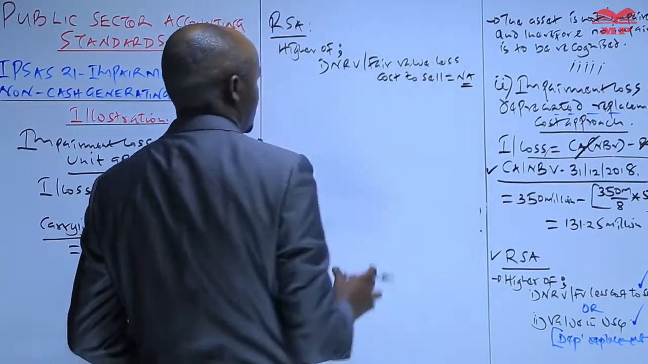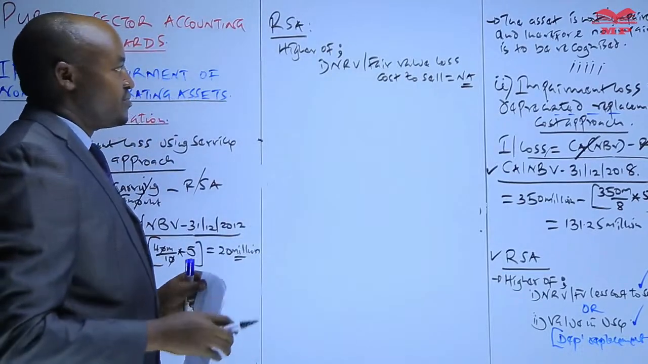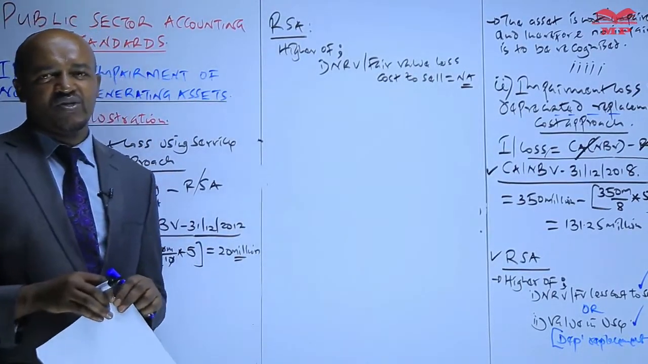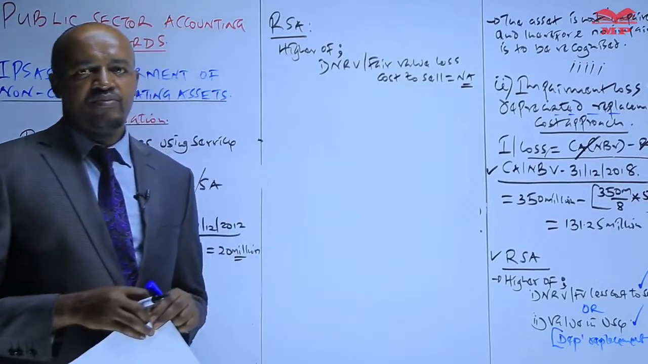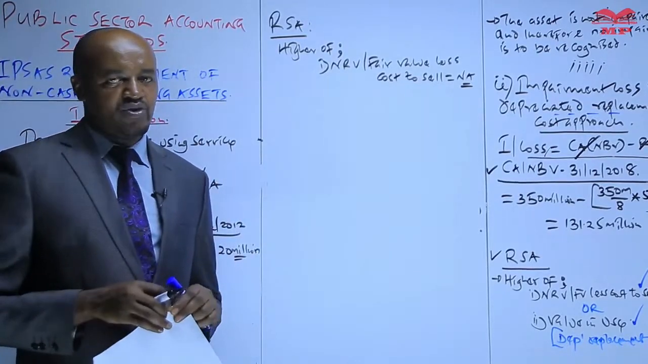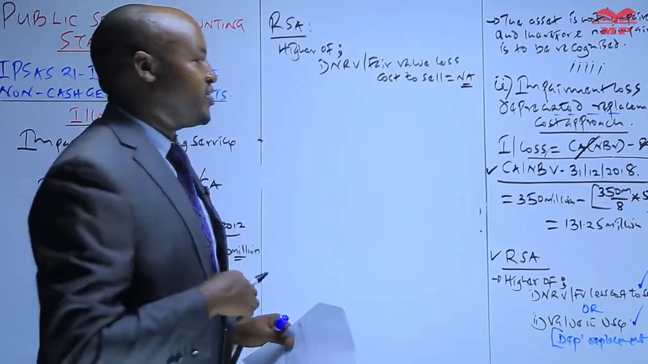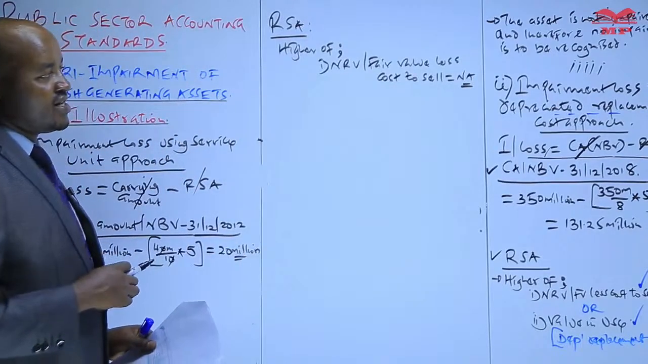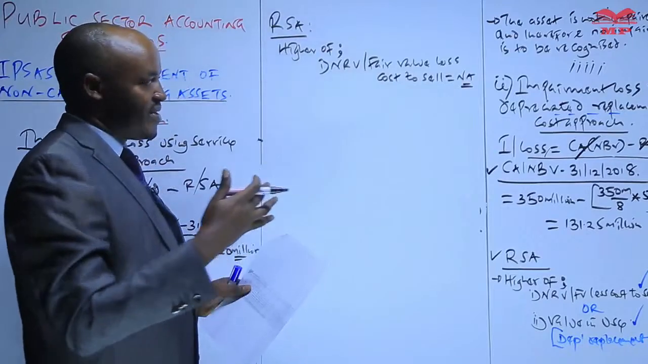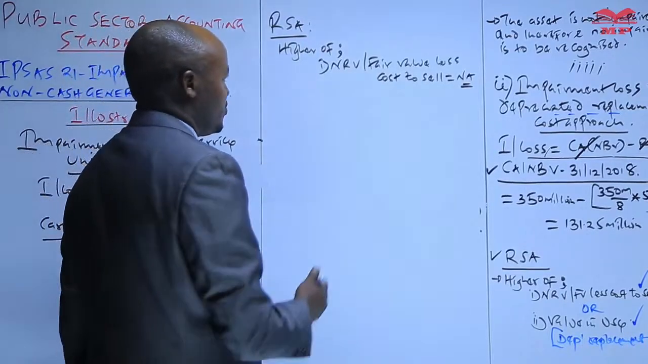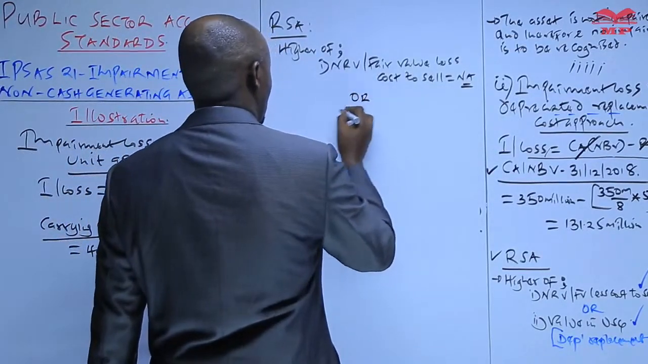In most of the questions, it is important to note that you will not be given the fair value less cost to sell, because it is very rare for the government to be able to sell its asset. That's why in all the questions you have done, there is no question or illustration whereby you are given the fair value less cost to sell. So we take the higher of that all.